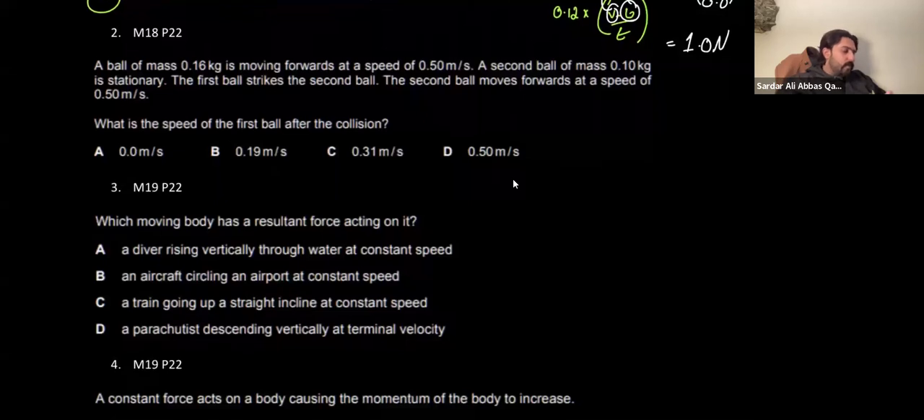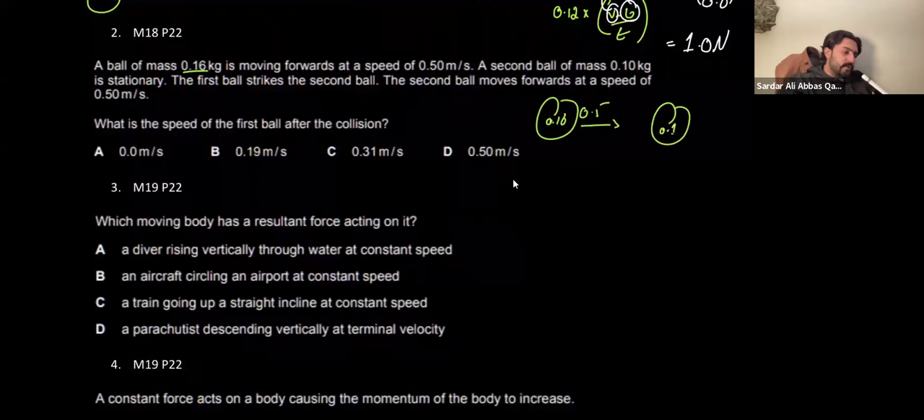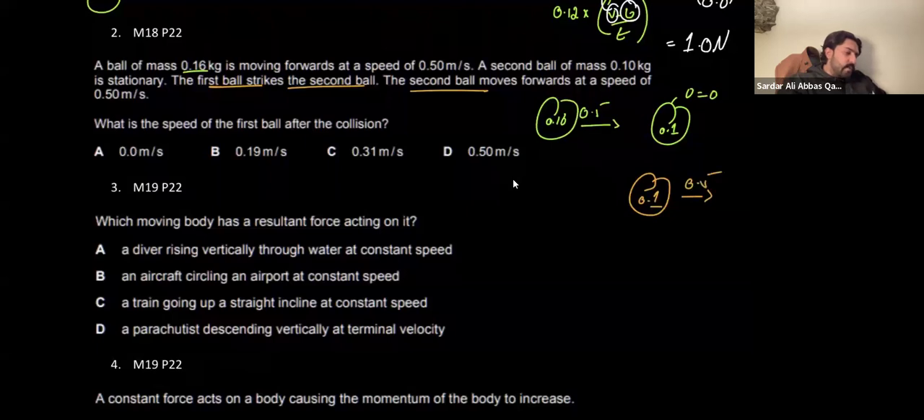A ball of mass 0.16 kg is moving forward. Let's draw this. 0.16 is moving forward at a speed of 0.5. A second ball of mass 0.1 kg, okay, so this is stationary. So its initial velocity is 0 and the first ball's initial velocity is 0.5. The first ball strikes the second ball, okay? The second ball moves forward at a speed of 0.5. What is the speed of the first ball after the collision?